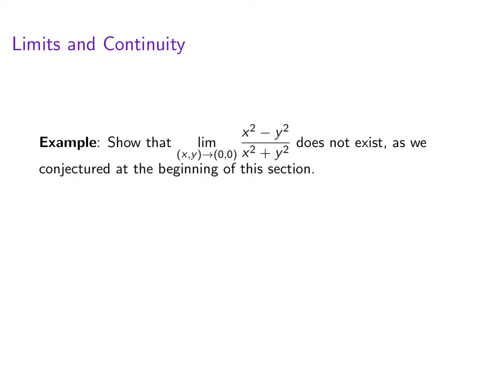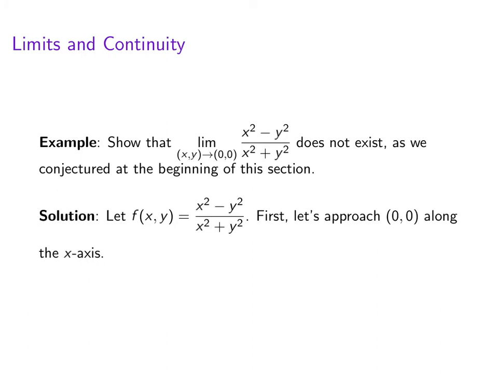Hello, calculus fans. This is one of the limits that we talked about in the previous video. Let's now prove that it does not exist, as we conjectured. So let's let f of x, y be equal to x squared minus y squared over x squared plus y squared. Remember, we're going to be choosing different paths to examine the limit, so let's approach 0, 0 along the x-axis.